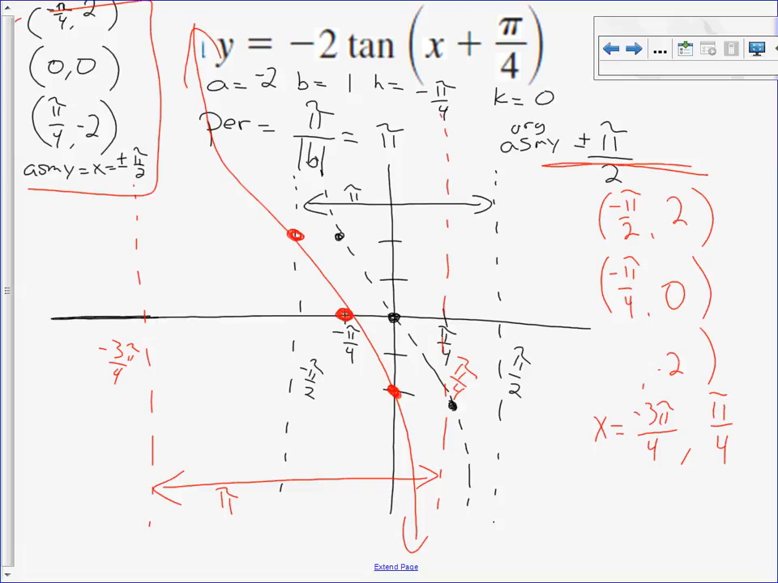Oh, yeah, this is supposed to be 0. Thank you. I saw that. I saw the red and I thought it was right there. Thank you. Okay?